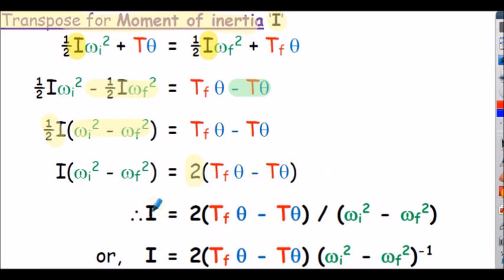Finally, to find the moment of inertia I simply divide both sides by the bracket of omega terms here, and the final line I is equal to the same expression on the right hand side, but instead of dividing by the bracketed omega terms, we are now multiplying by it raised to the power of -1. So these two lines are essentially the same.